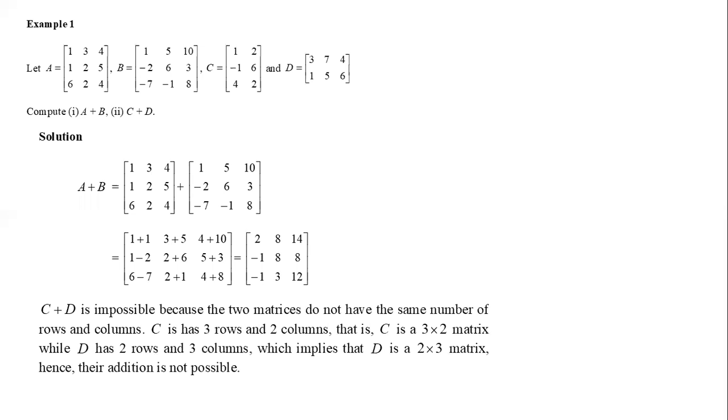We cannot add that. That is why we said C plus D is impossible, because the two matrices do not have the same number of rows and columns. C has 3 rows and 2 columns. That is why we call it 3 by 2. Also, D has 2 rows and 3 columns. That is why we call it 2 by 3. And addition of those two matrices is not possible.